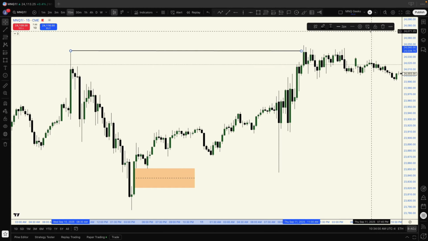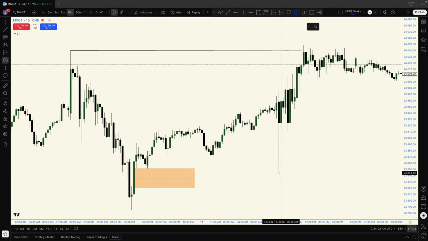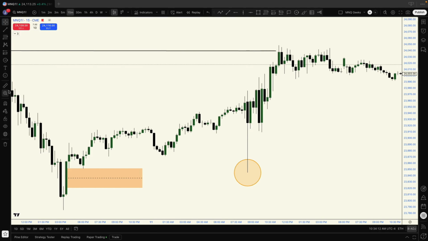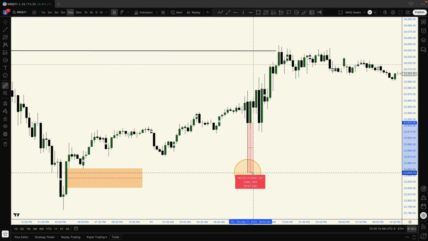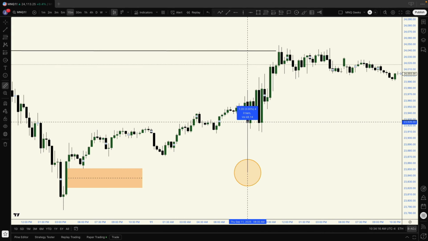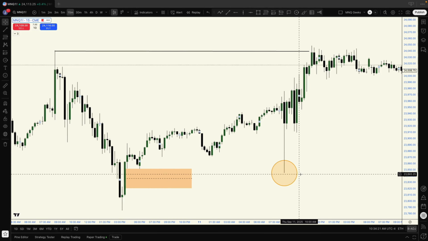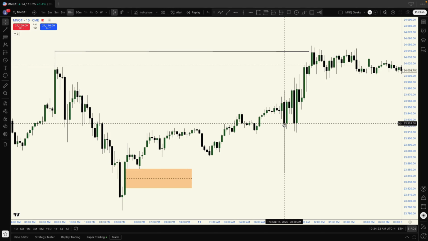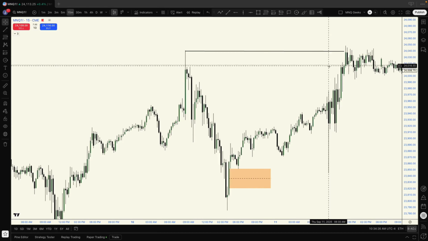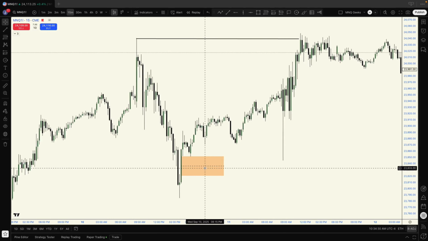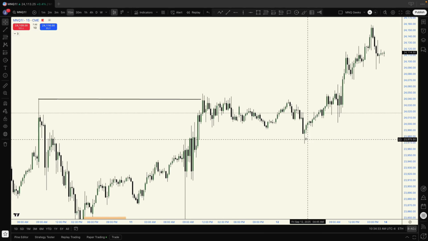So this is clear textbook manipulation. It even formed a rejection block. Like, this is crazy because we wicked all the way down here, and this is also on the 15-minute time frame. So on the 15-minute time frame, we came back down 80 points and came back up to close right here, all within minutes. Like, that's ridiculous. That's clear manipulation. Price literally just had to go there before it could come back up.